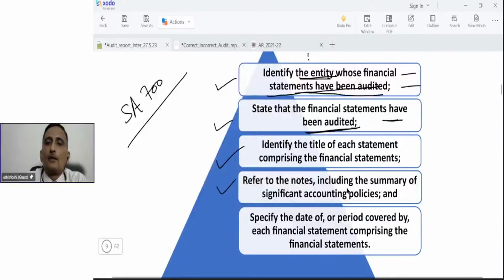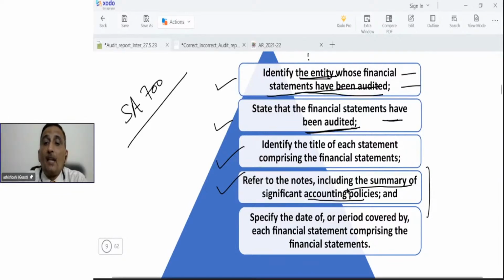Refer to notes. This I have told you. Also, reference to notes is necessary because these are very much part of financial statements, and a summary of significant accounting policies containing adequate disclosures about the accounting policies followed by the company or the entity.